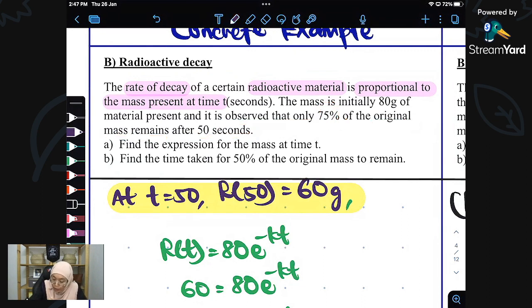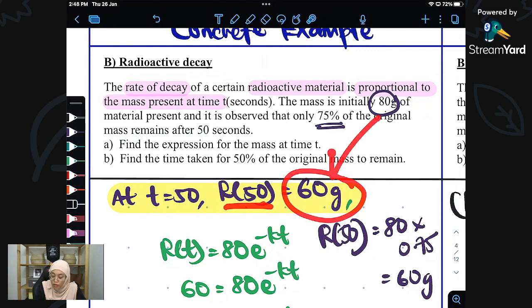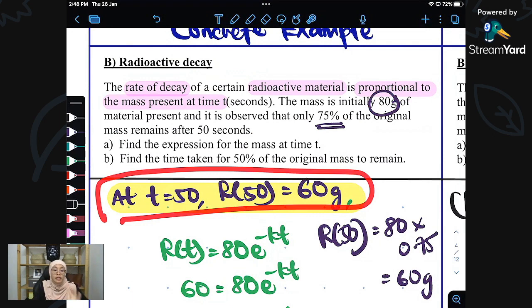So sebenarnya R(50) at the 50 second, it is from the original mass, which is 80 gram, darabkan dengan 0.75. 0.75 disebabkan inilah 75% of its original 80 gram there. It will give you 60 gram. That is why I got here 60. Okay. At 50 second, the mass is reduced from 80 gram jadi 60 gram. Nampak tak? The reducing. The mass of the radioactive material is reducing from 80 gram jadi 60 gram setelah 50 saat. Okay, so itulah kefahamannya dan kita tulis secara matematik.